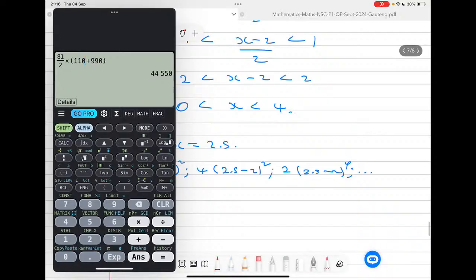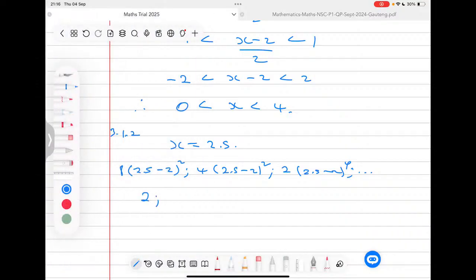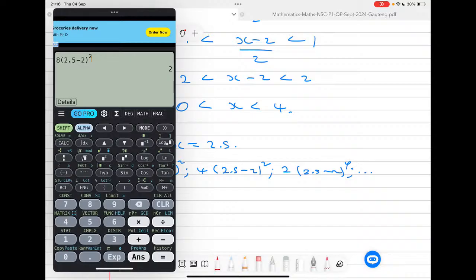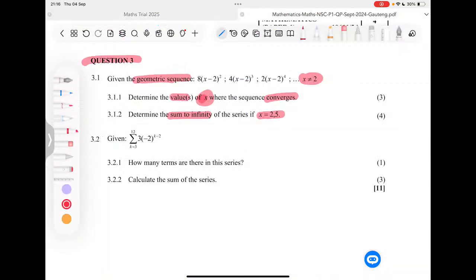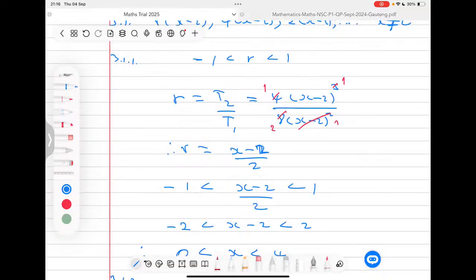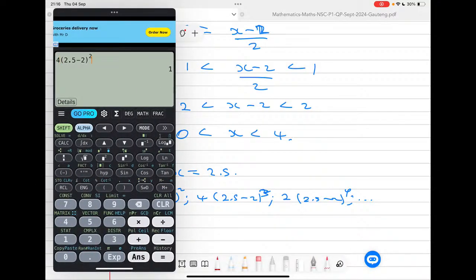Then here we can use a calculator. The first one is 8, 2.5 minus 2, and this is squared. It gives me a 2 here, so the first term is 2. The second one, we are going to remove the 8 and have a 4 here, and this is to the power 3, right? Yes, this is to the power 3, not a 2. So I'm going to remove this.